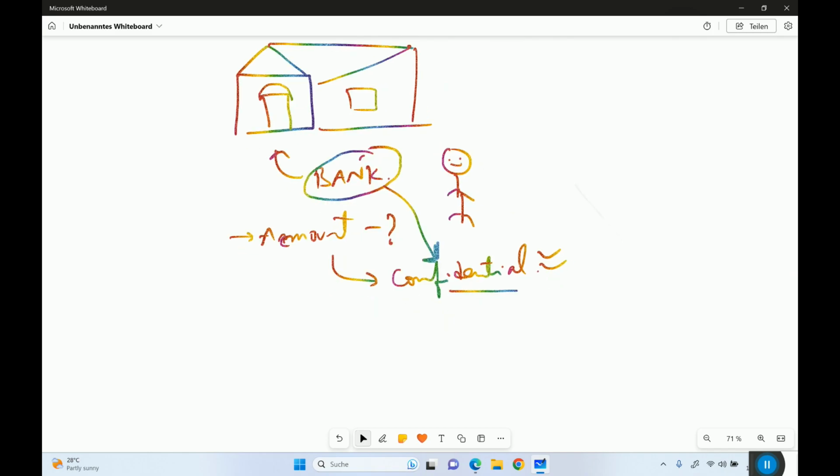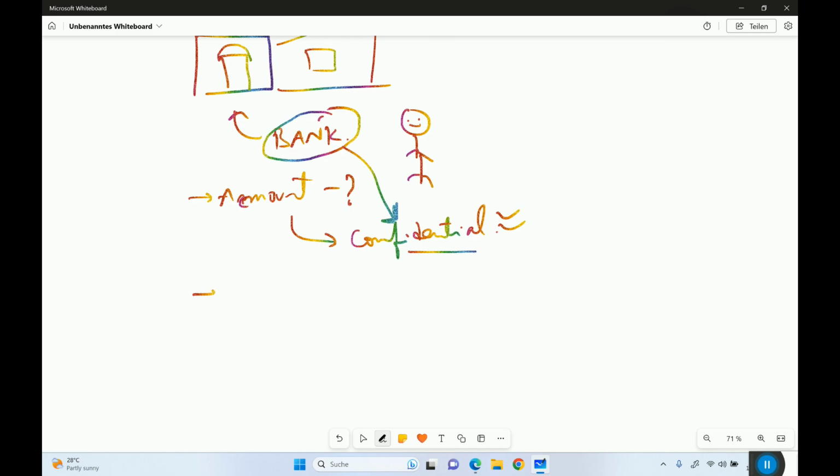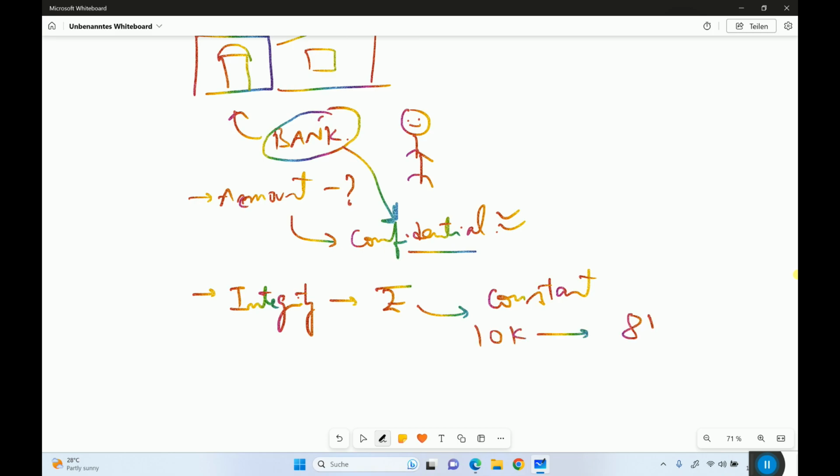Now talking about the other thing, and that was integrity. Now we just talked about the amount. Let's say it is some amount. Now this amount should remain constant all the time. That is, there could be very minor changes. Let's say for some small ATM card charges, there could be some deductions, or maybe some interest may add up. But still, let's say if you have 10K, it cannot become 8K all of a sudden, and it cannot become 12K all of a sudden.